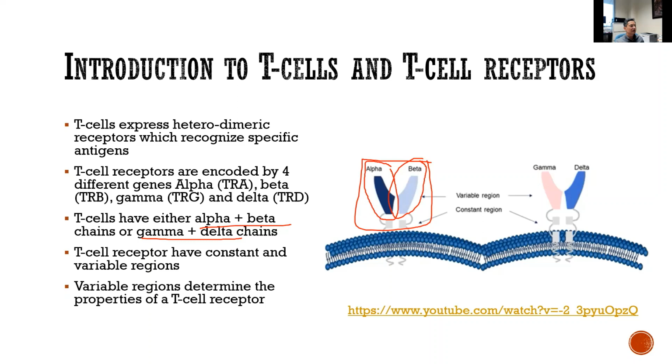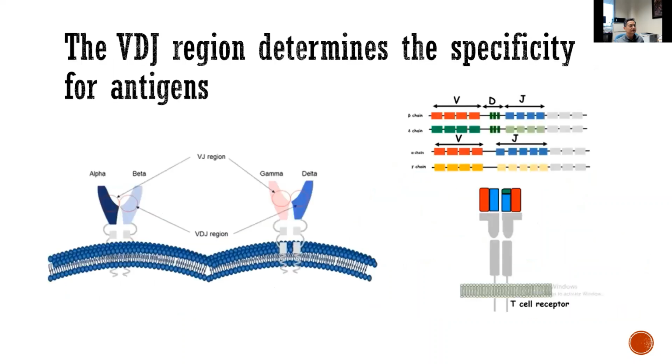It contains the so-called variable region, and also a constant region. The variable region determines the properties of the T cell receptor, determining its affinity to different types of antigens. This variable region contains V and J regions, and also there's a D region. So those are the so-called VDJ regions, and there are different fragments of the variable chains, which give you combinations of different types.